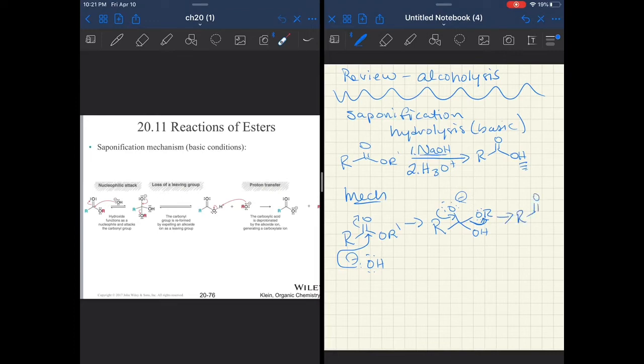So when you're in basic conditions, the rules are a little bit different. And there's your product. I'd be happy if we stopped here, but in reality, we have that strong base. You are going to deprotonate your carboxylic acid. That's actually what keeps this reaction moving forward. Because you have that proton, you can get stuck at this resonance stabilized carboxylate ion.